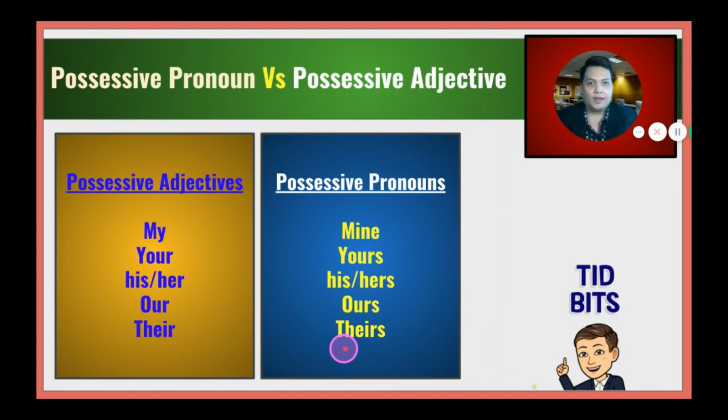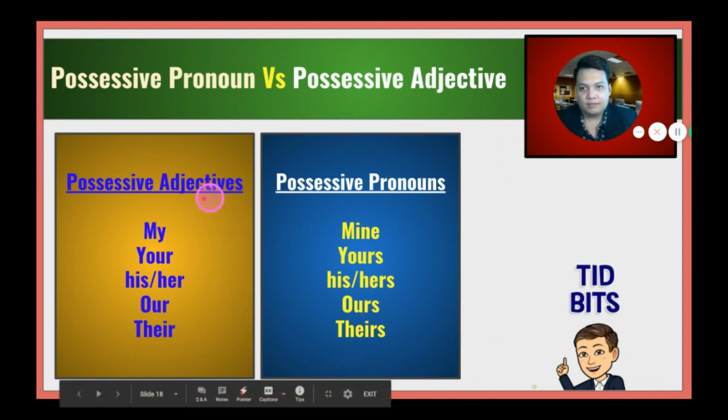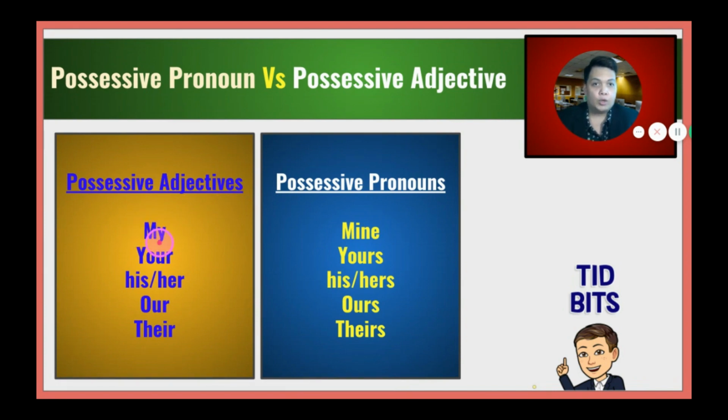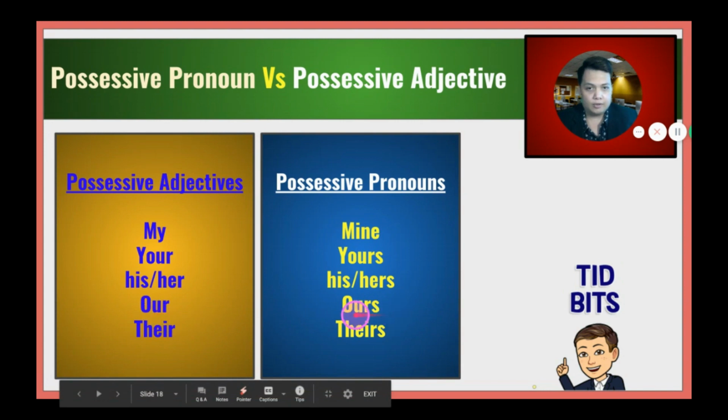Right here, I have a list of possessive adjectives and possessive pronouns. My is an adjective, but if we want to use a possessive pronoun, we use mine. Your becomes yours. For his or her, it's still the same, his or hers. Our, just add s, ours, and their becomes theirs.